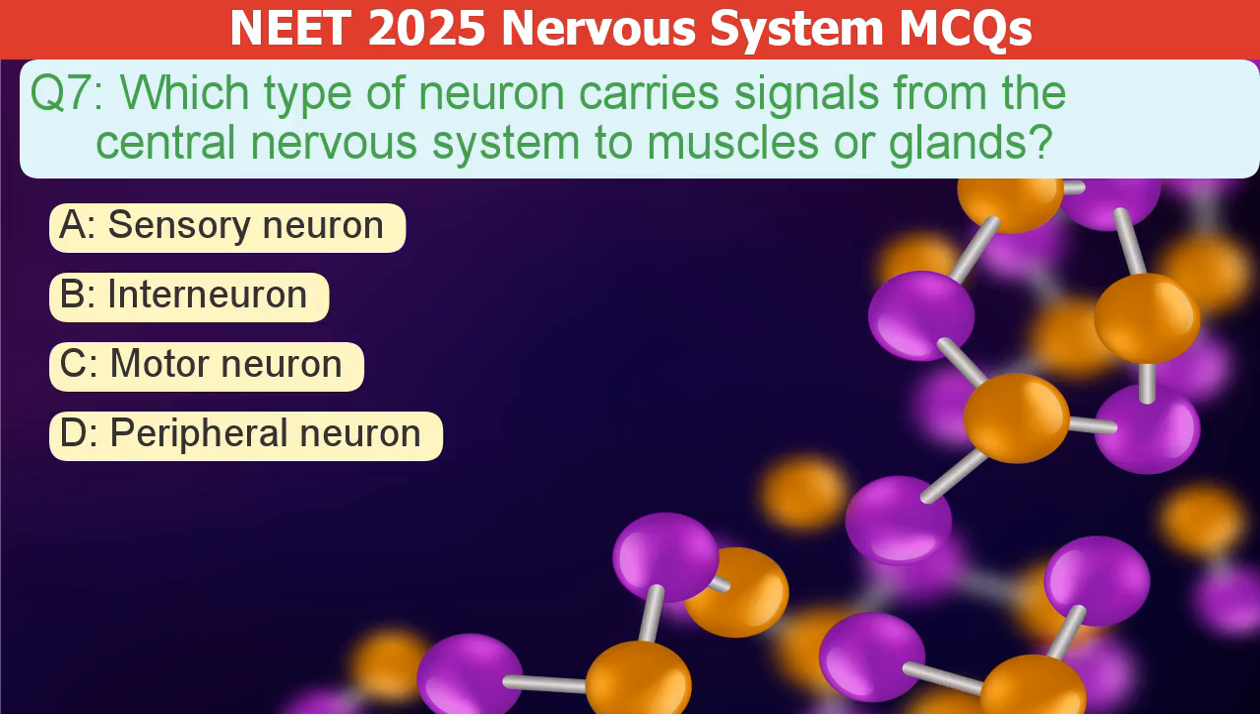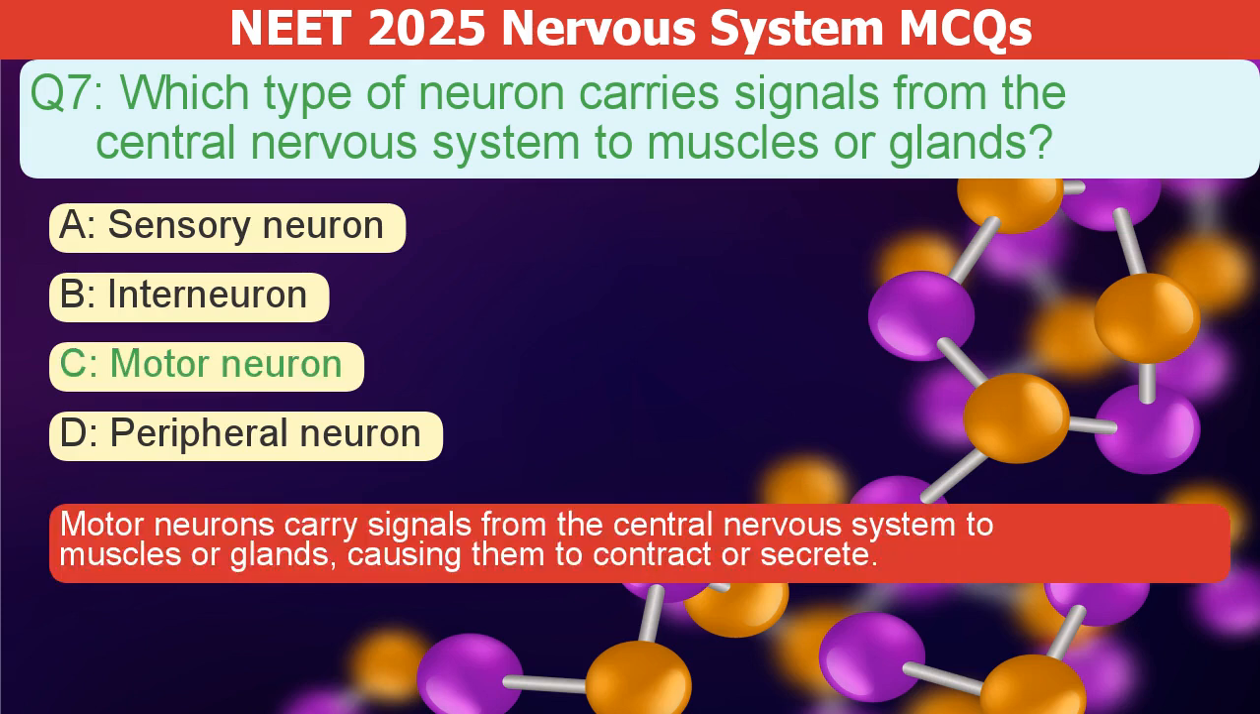Which type of neuron carries signals from the central nervous system to muscles or glands? A. Sensory neuron. B. Interneuron. C. Motor neuron. D. Peripheral neuron. The correct answer is C. Motor neurons carry signals from the central nervous system to muscles or glands, causing them to contract or secrete.